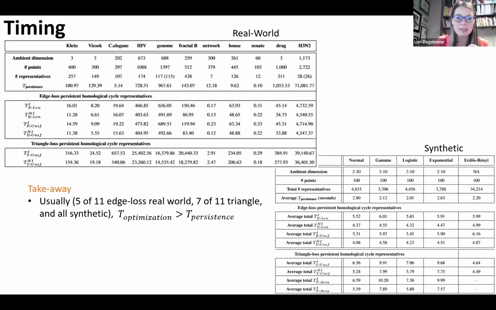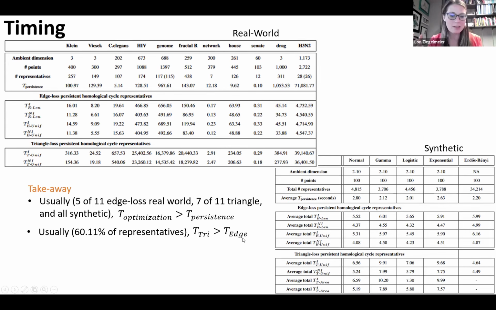Something else that is important to consider is that most of the triangle loss problems took longer than the edge loss problems, and this should make sense because you're working with the matrix of 2-simplices to 1-simplices instead of 1-simplices to 0-simplices, and so it's a larger matrix. Now, this is not always the case if you have an interval of shorter persistence, because then you're working with a smaller portion of the boundary matrix.